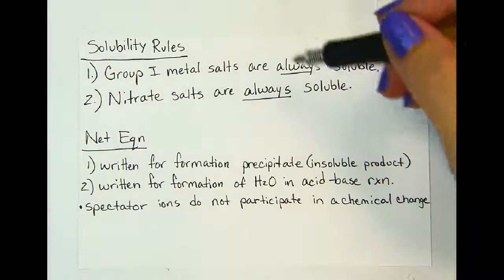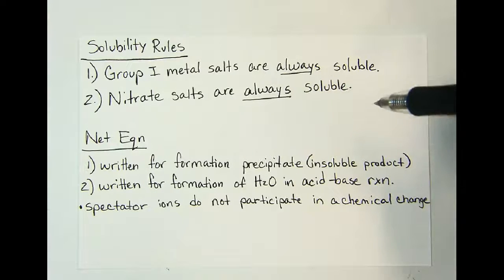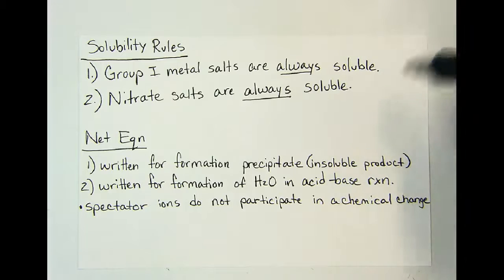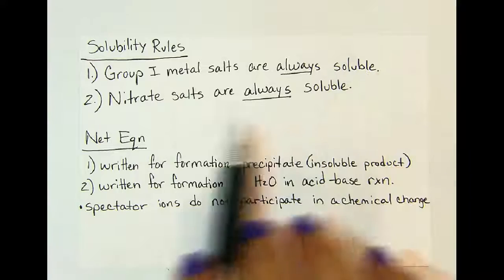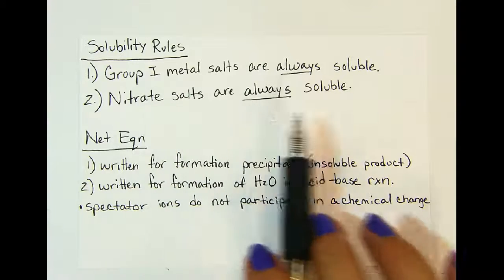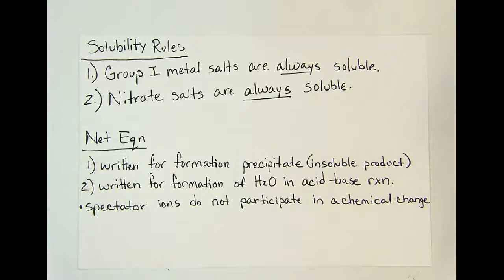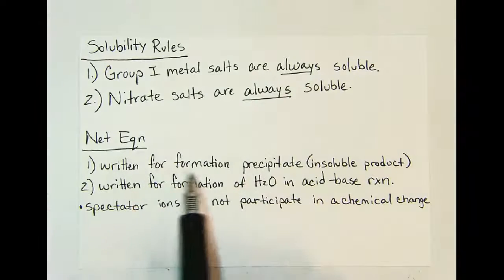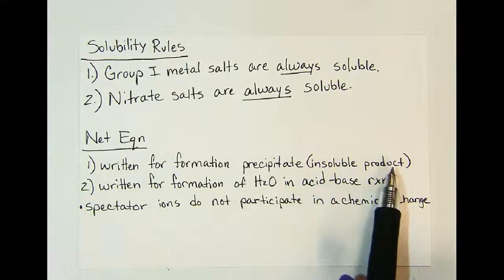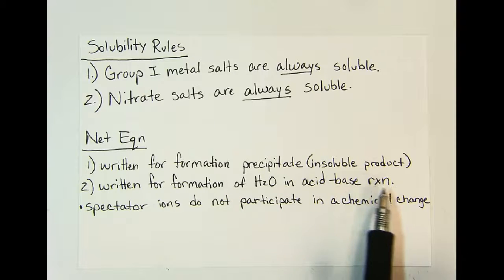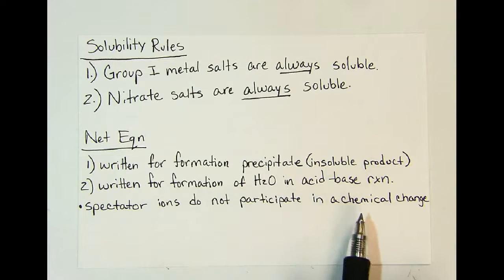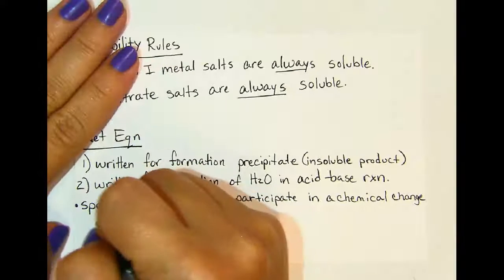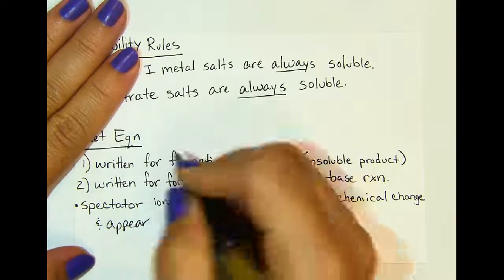So the two solubility rules that you should absolutely memorize, at least for the AP test, because these are the only two that they worry about, is that anything with a group 1 metal is going to automatically be soluble. And anytime you see a nitrate, that is also automatically soluble. Otherwise, on your exam, you'll be given the solubility rules. Net equations are written for the formation of a precipitate, which is an insoluble product, as well as the formation of water in an acid-base reaction, according to these notes so far. Spectator ions do not participate in a chemical reaction and appear identical on both sides of the equations.